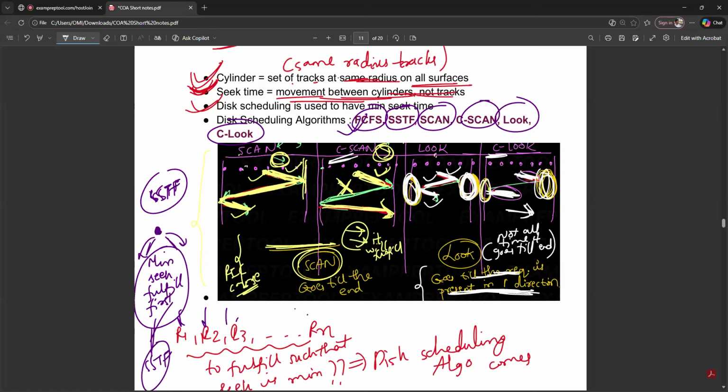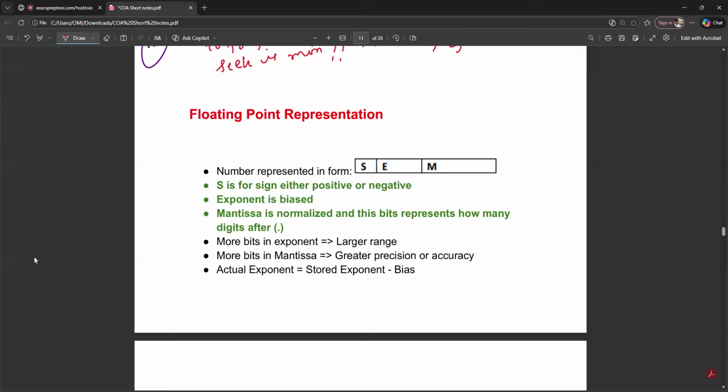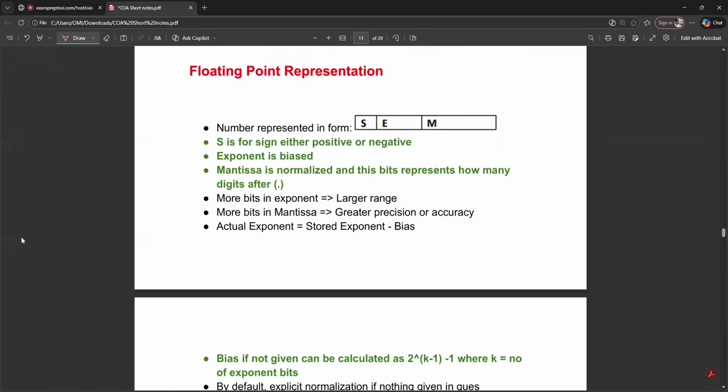So I hope you got it. What is SCAN, CSCAN, LOOK and CLOOK? It's a good concept, and many GATE PYQs are also coming from this topic. So please know these things.